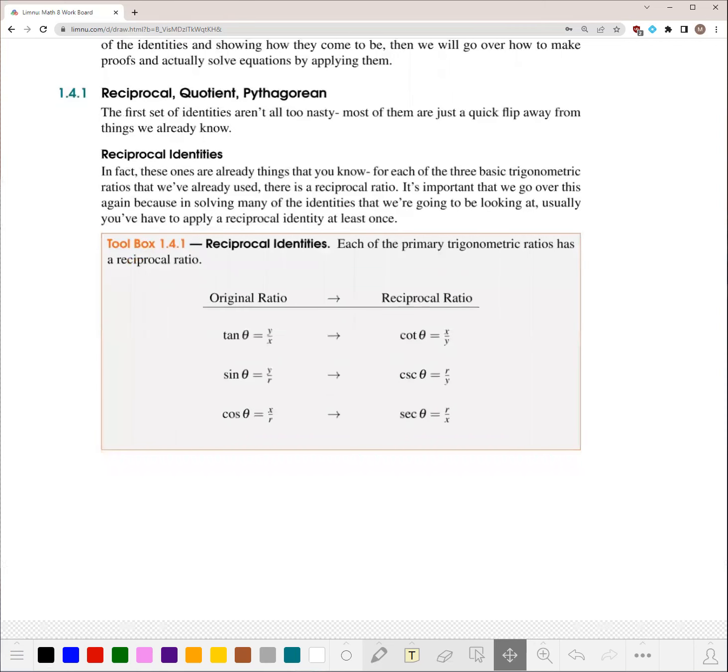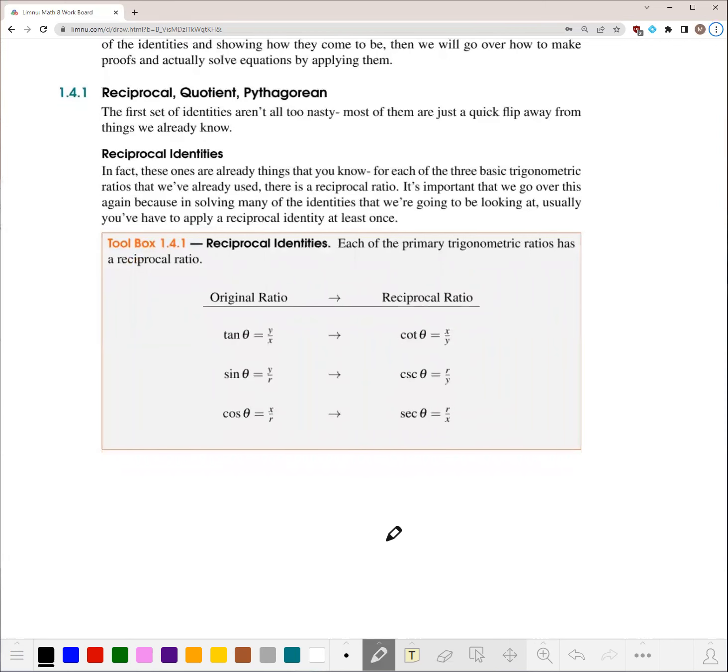The first is our reciprocal identities. Now, remember on our formula sheet, it wasn't written quite the same way. We could say that tangent has the reciprocal ratio cotangent theta, or I could write it this way: cotangent theta is equal to 1 over tangent theta. And the same for all of these. That's on your formula sheet.